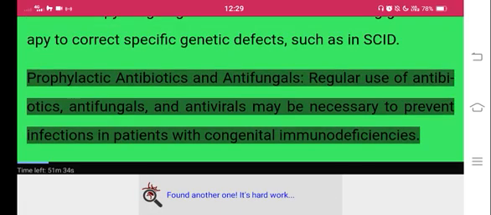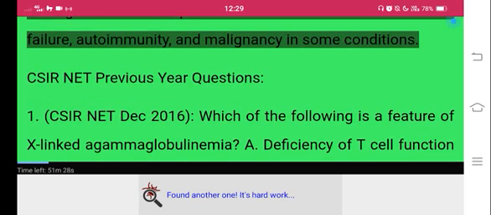Prophylactic antibiotics and antifungals. Regular use of antibiotics, antifungals, and antivirals may be necessary to prevent infections in patients with congenital immunodeficiencies. Management of complications. This includes bone marrow failure, autoimmunity, and malignancy in some conditions.